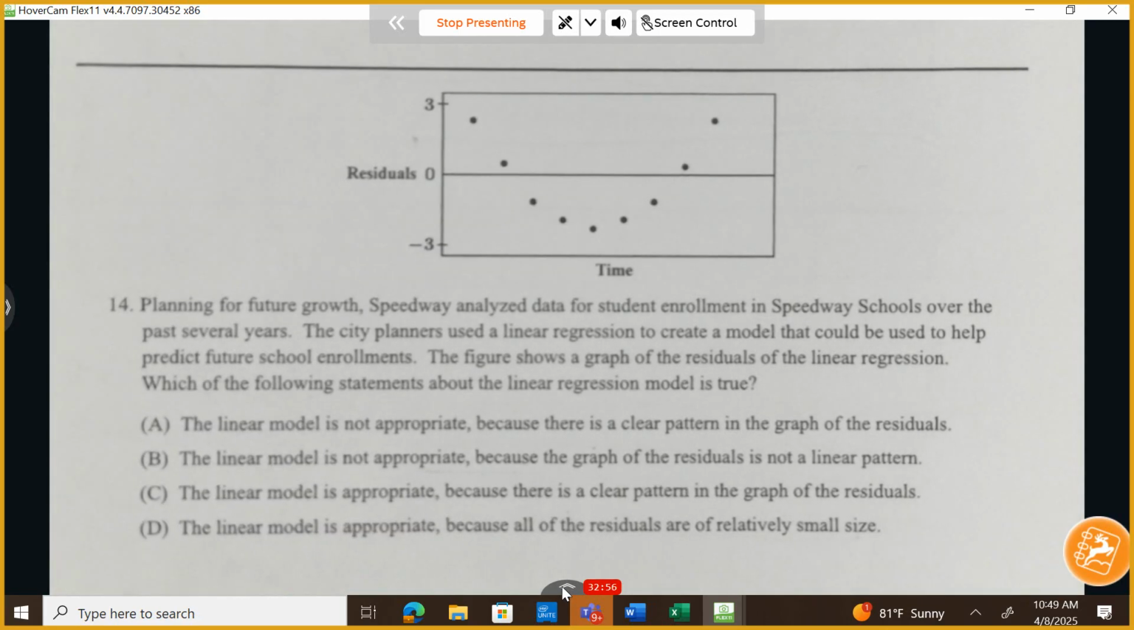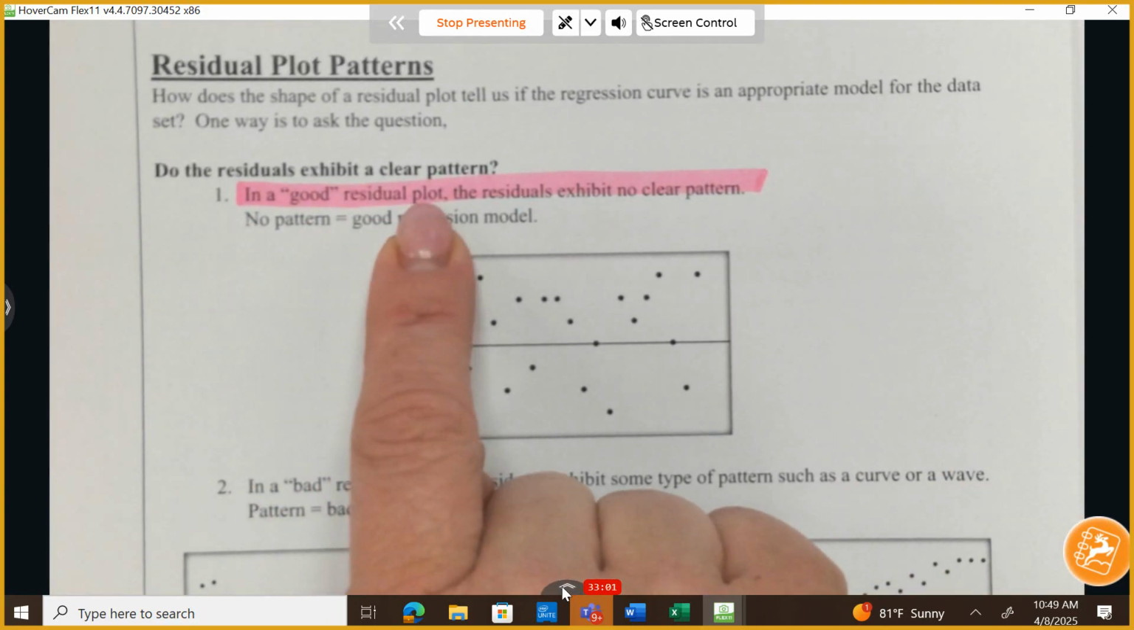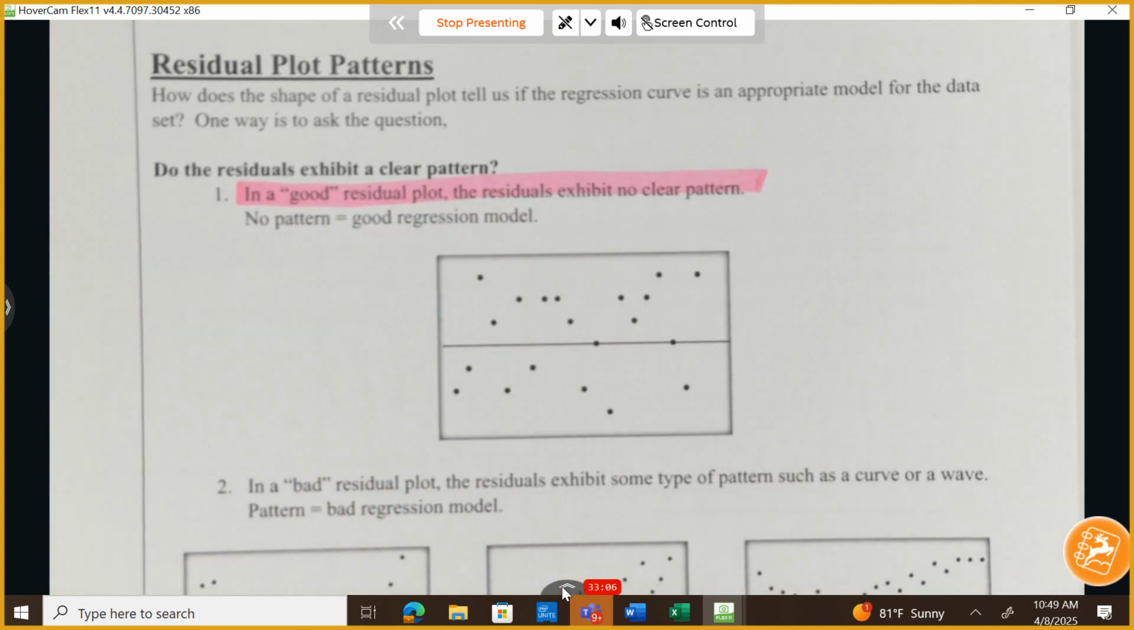But here's the most important thing you're going to write down for me right now. Are you ready? Write this down. In a good residual plot, the residuals have no clear pattern. Please write that down. If they give us a residual plot, it's going to look like Miss Bradley just went and played darts, and I'm horrible at darts, by the way. I'm not good at accuracy. So if you see a residual plot and they say, is this a good one for a particular model? If you can see any type of pattern, you know it is not.